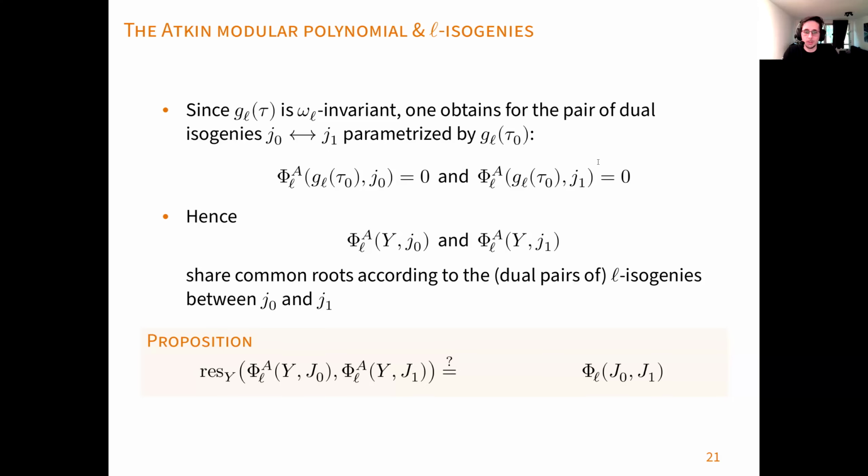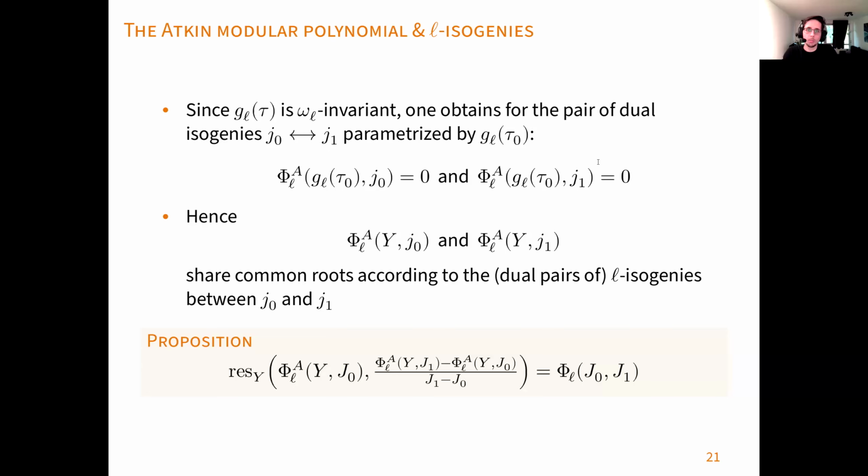So to fix this, and this is actually what then gives the right equation, we need to add a factor of j1 minus j0 to this power l+1 to account for these l+1 roots that we get by taking the same polynomial. And now, just using basic properties of resultants, what one can do instead is replace the second polynomial by the difference quotient with the first one. And then it turns out that this will actually give just the classical modular polynomial. So we get a much cleaner resultant equation this way.